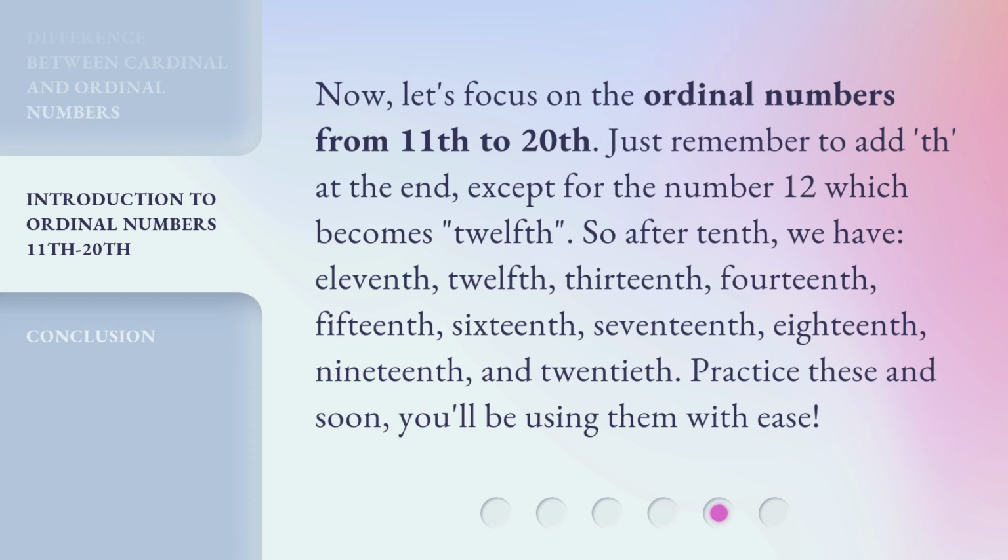Now, let's focus on the ordinal numbers from 11th to 20th. Just remember to add th at the end, except for the number 12, which becomes 12th. So after 10th, we have 11th, 12th, 13th, 14th, 15th, 16th, 17th, 18th, 19th, and 20th. Practice these and soon, you'll be using them with ease.